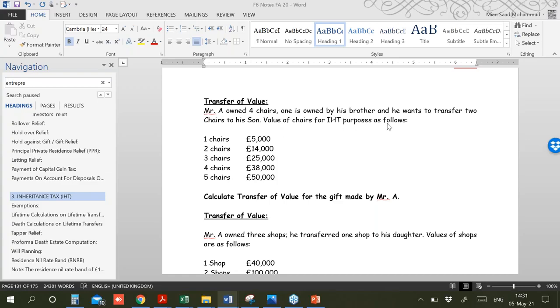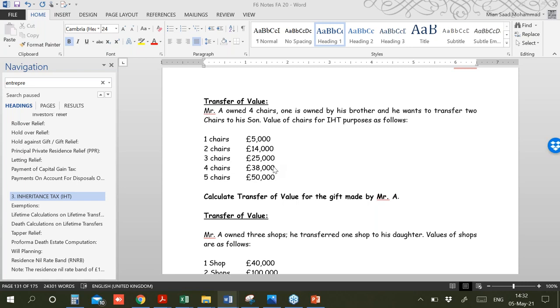Value of the shares for IHT purposes are as follows. Share number 1, share worth 5,000. However, if you have 2 shares, it is not 10,000, it is 14,000. For 3 shares, it is 25,000. 4 shares, 38,000. So you can see that the price is varying at different levels. And Mr. A owned 4 shares, which means that his current wealth is 38,000.